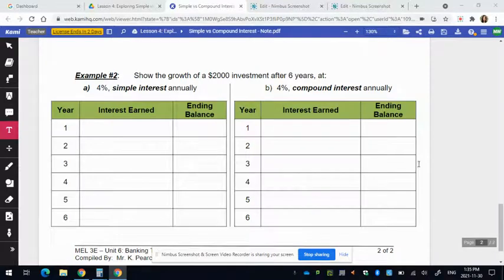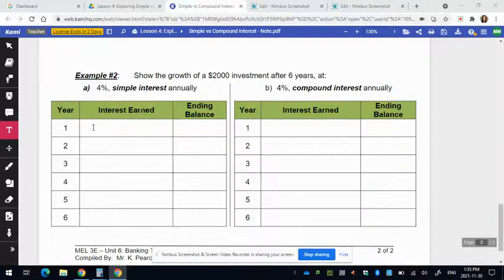Okay, and so for our last example here, we want to compare the two different ways. So we've got an initial investment of $2,000. Both scenarios are going to be for 6 years long, both at 4%. So on the left, we want to calculate it when it's simple interest.